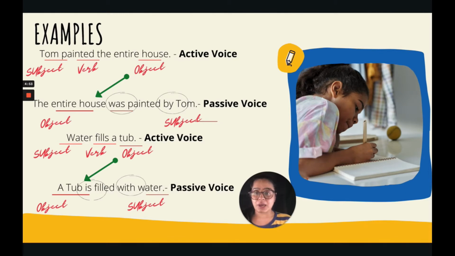Water fills a tub. This sentence is in active voice. In order to change the active voice into the passive voice following the same rules, we have the sentence, a tub is filled with water. There has been an exchange of the position of the subject and the object. There is the introduction of the auxiliary verb. Also, we have the word with along with the subject in the passive voice.